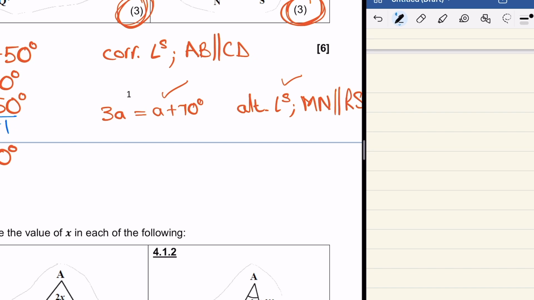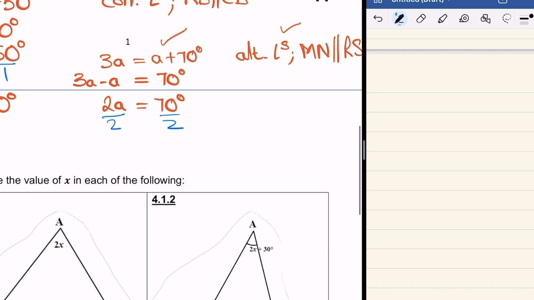So the next step is just to solve for A. So I want my letters on the left. I'm going to say 3A minus A, because that 1A was on the other side. And there's only the one number, which is 70 degrees, already in the correct place. So that's 3A minus A is 2A is equal to 70 degrees. So I'm going to divide both sides by 2 to get rid of that 2. And that gives me A equal to 35 degrees.